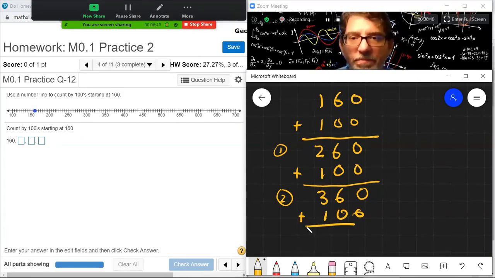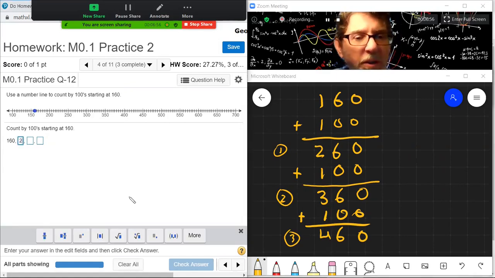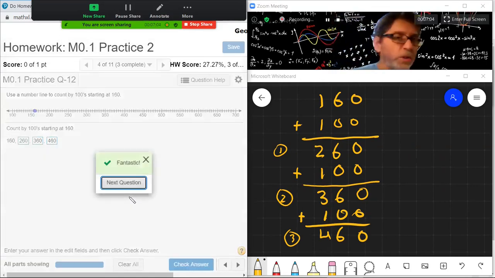Then we're going to move forward 100. So 0 plus 0 is 0. 6 plus 0 is 6. 3 plus 1 is 4. This should be our third answer. So let's put those in there and see what happens. So we have 260, 360, 460.